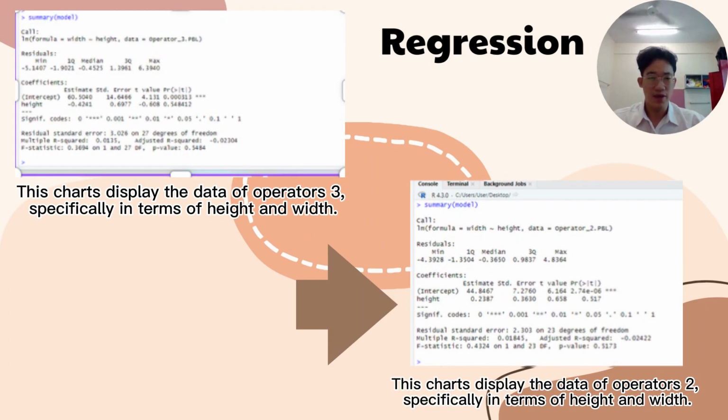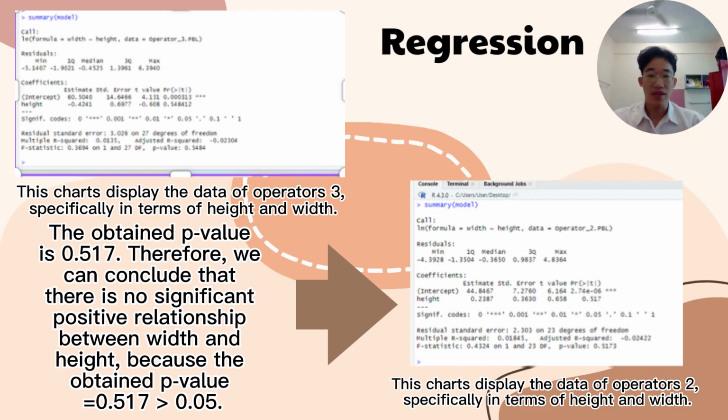These two charts display the data of operators 2 and 3, specifically in terms of height and width. Based on the raw data for operator 2, particularly the height versus width measurements, it is important to highlight the significance of the p-value. For this run test, the obtained p-value is 0.517. Therefore, we can conclude that there is no significant positive relationship between the width and height because the obtained p-value is larger than 0.05.